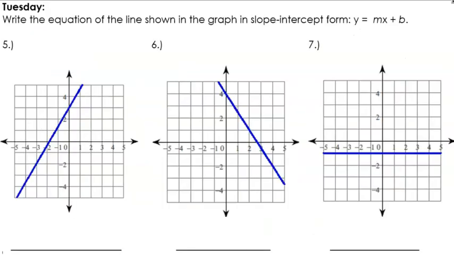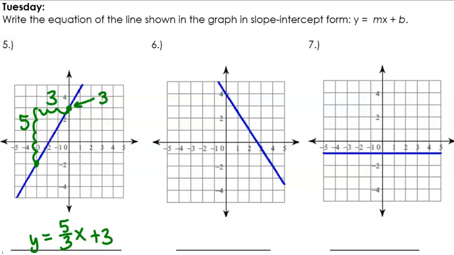Numbers 5, 6, and 7 ask you to write the slope-intercept form of the equation shown in the graph. So for number 5, we have a y-intercept here of 3. And if I find another perfect corner point, like right here, I can count the rise, and then I can count the run. My rise is 5, my run is 3. So my equation will be a rate of change of 5 over 3, that goes with x, and then my y-intercept of positive 3 goes at the end.